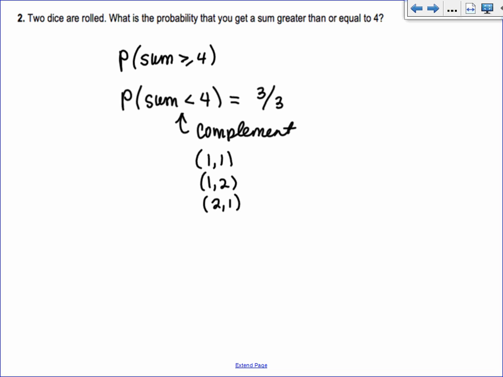Out of the total of 36 outcomes when you drew the chart. So I have 1 out of 12. So the probability that my sum is greater than or equal to 4 is the rest of the probability. So it's 1 minus 1 over 12, which ends up being 11 over 12. And if you had counted on the chart from the previous lesson, you would see that we had 33 out of the 36 that were bigger than or equal to 4.